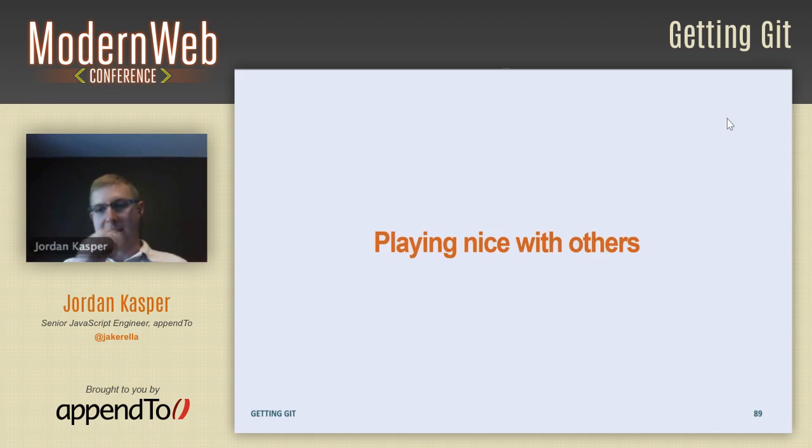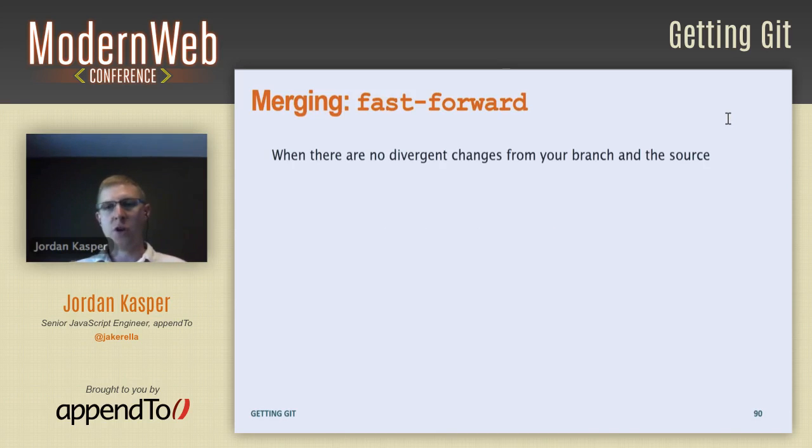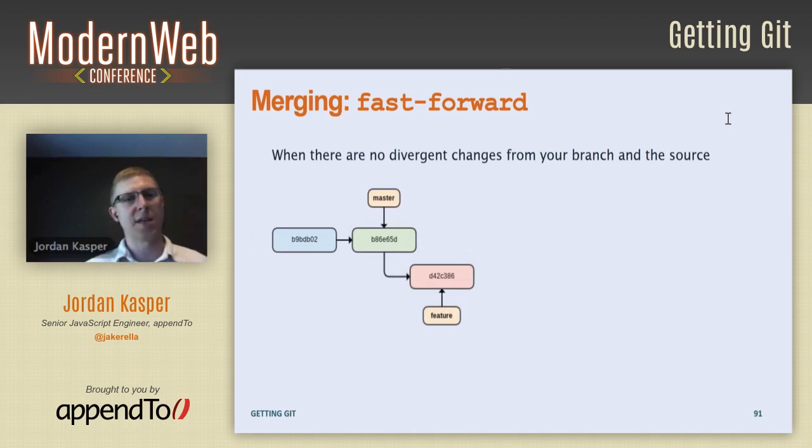All right, we've got a lot to go through still, so I'm going to blaze through a little bit of this. Playing nice with others. So this is merging and rebasing. When you have no divergent changes from your branch in the source, so you've got a master and you've got your branch, and nothing has happened in master since you branched, that's easy, that's a fast forward.